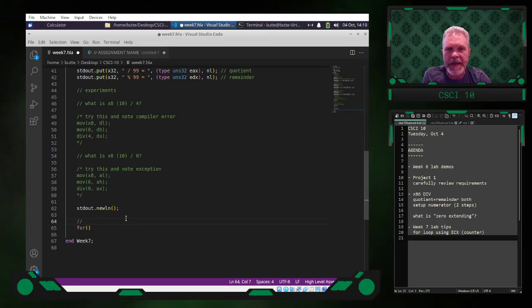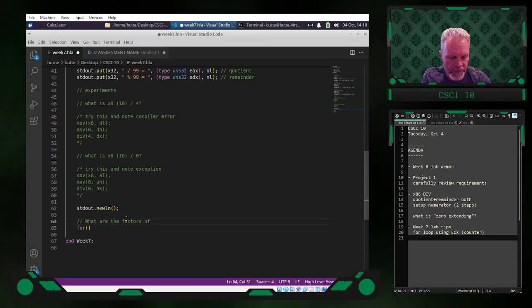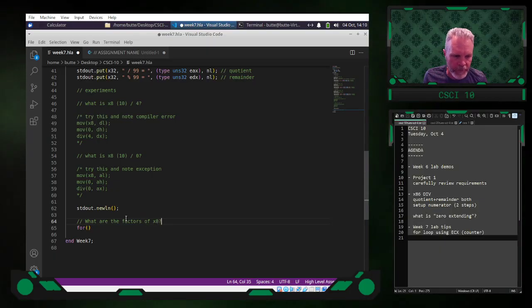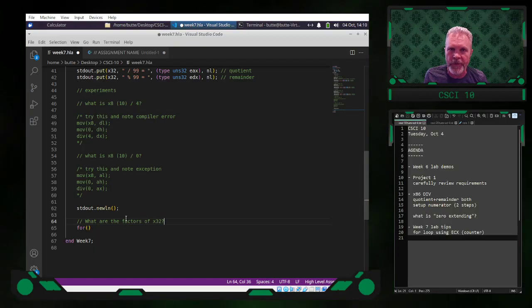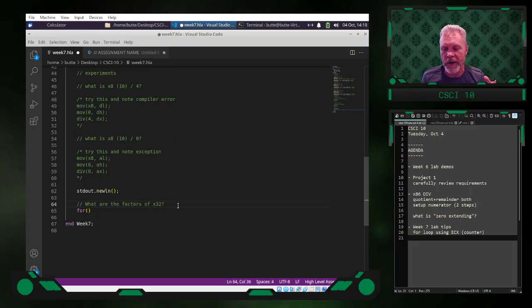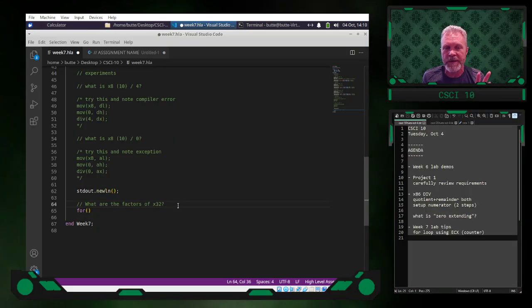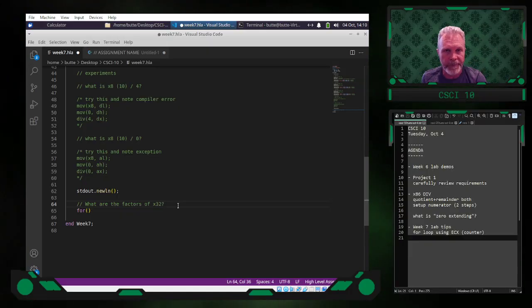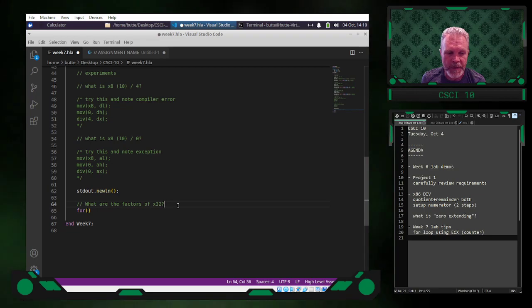Let's write a for loop to answer this question. What are the factors of x8? Ooh, let's do a more fun one. Of x32. This will be a more fun one. What are the factors of x32? So hopefully everyone knows what I'm talking about here. This is all of the values that evenly divide themselves into x32, whatever it happens to be.